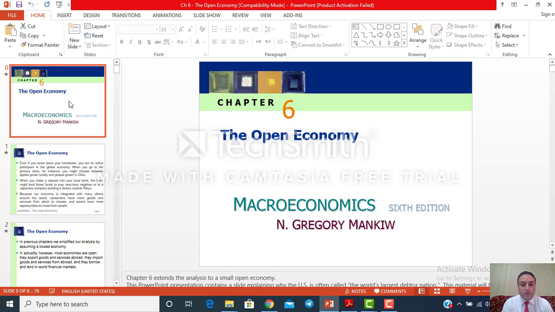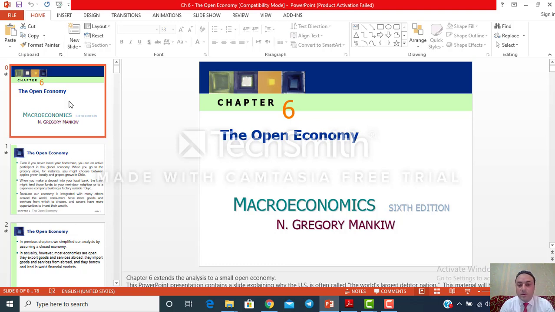We are going to continue one of the topics in our macroeconomics course about the open economy. As you remember, in chapter 3 we talked about the closed economy model, where we omitted the net exports from the output equation, or the GDP equation, and output only depends on consumption, government spending, and investment.